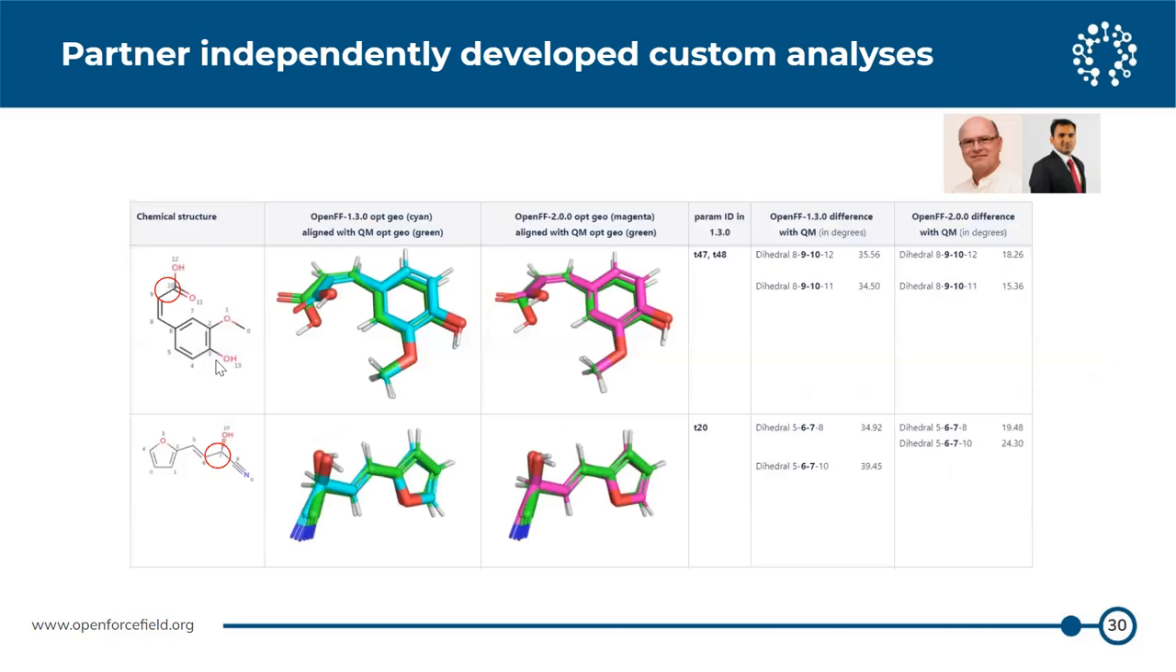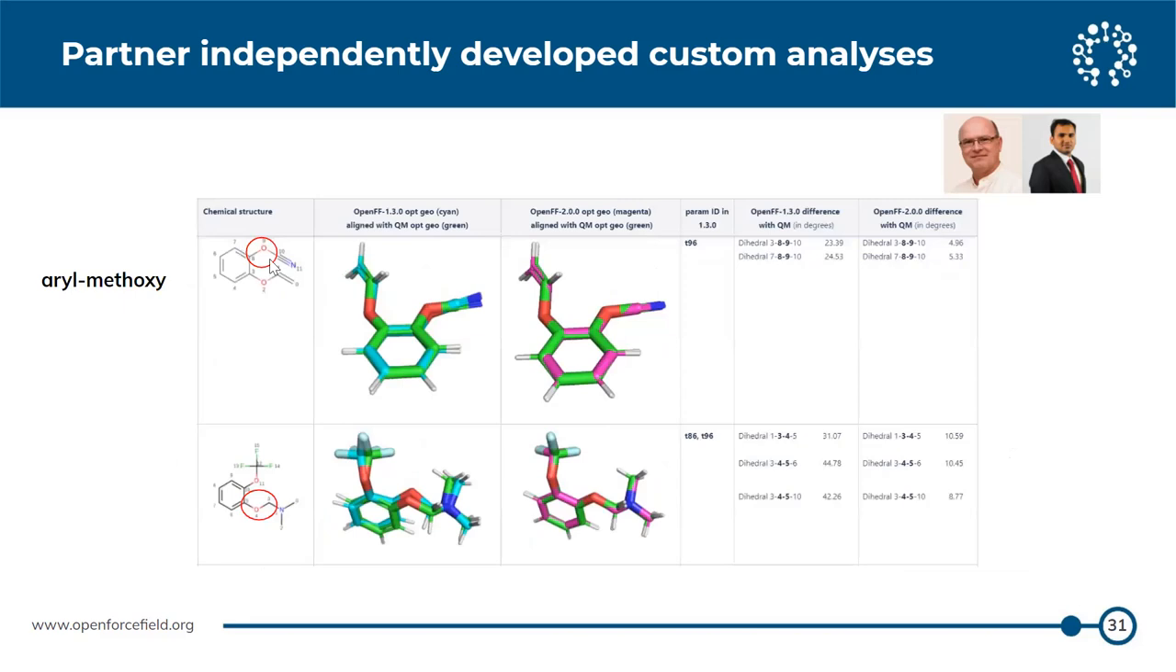Again, we see CO torsion issues for this particular torsion between 9 and 10. In OpenFF 1.3 we have a deviation of about 35 degrees with respect to the QM data, but in Sage the same torsion deviation reduces to 18, 15 degrees. So let's say that the deviation decreased substantially. And for this other particular bond, again for OFF 1.3, we have 35 and 40 degrees deviation, whereas in Sage these values lower to 20 and 24 degrees.